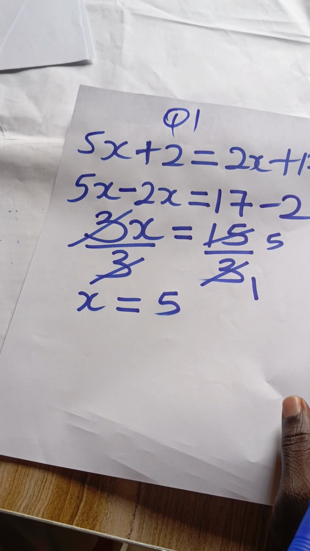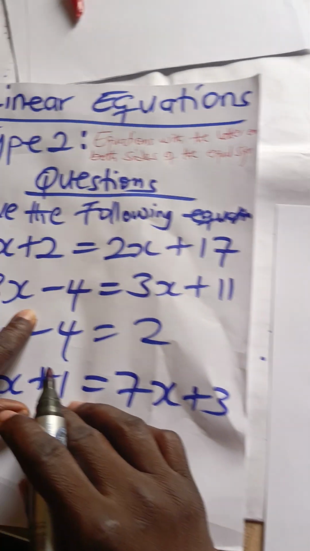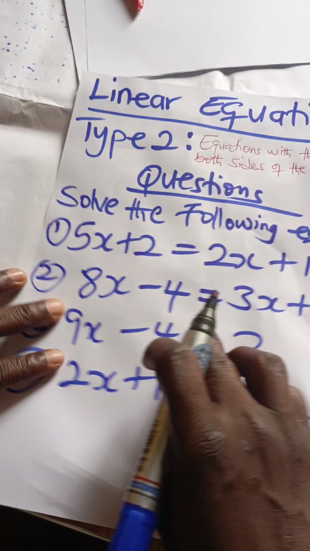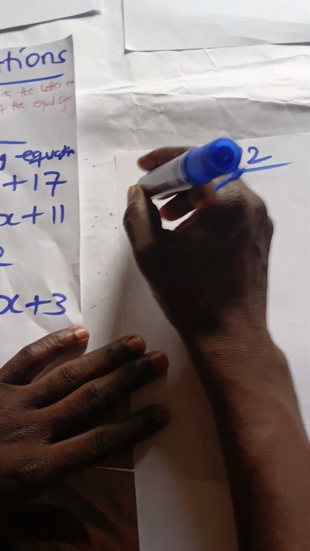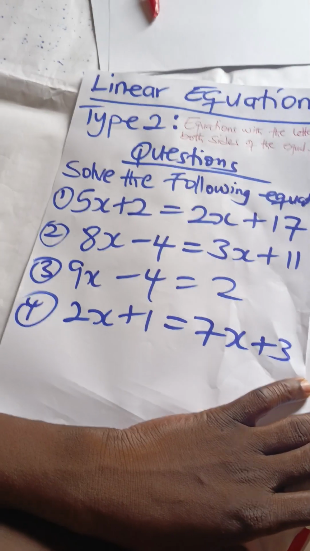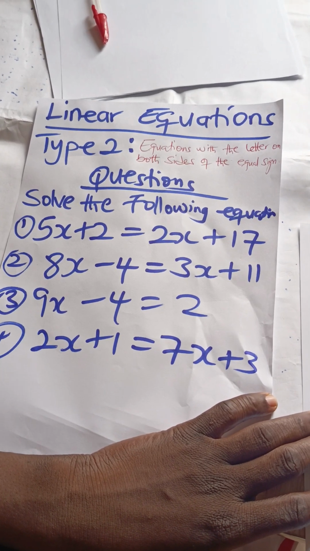Now let's go to question 2. So we are going to use a different sheet. Question 2 is also stating that 8x minus 4 is equal to 3x plus 3. So I'm going to write it again. 8x minus 4 is equal to 3x plus 11.